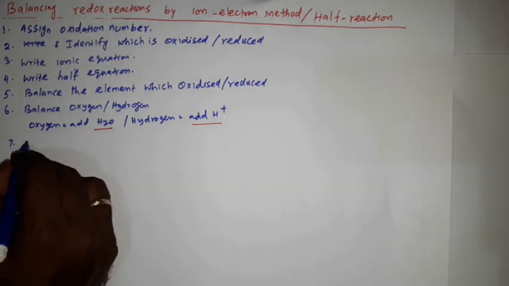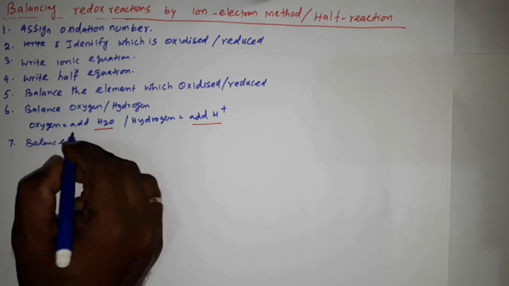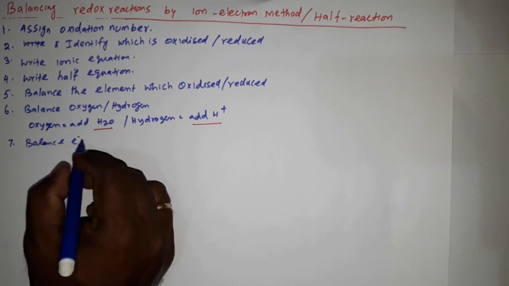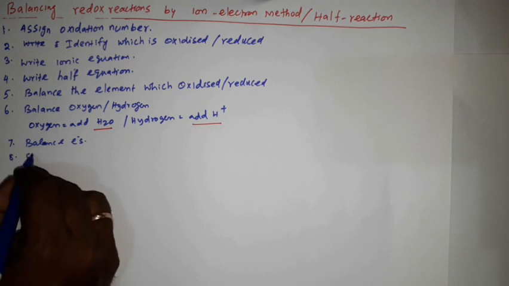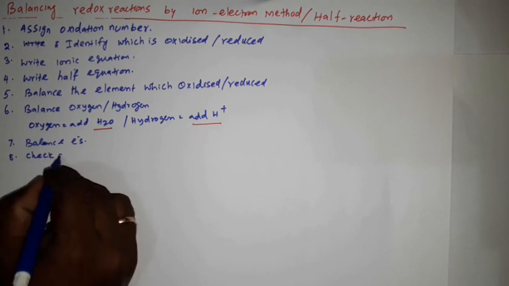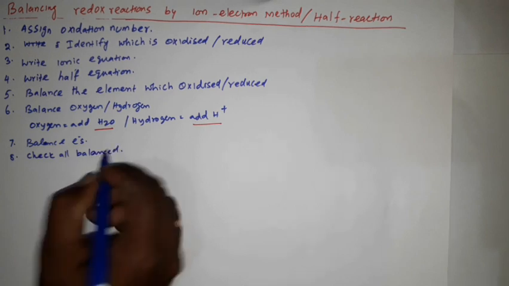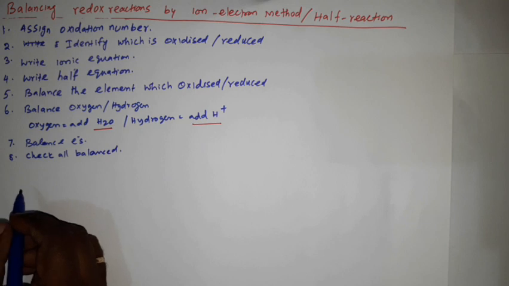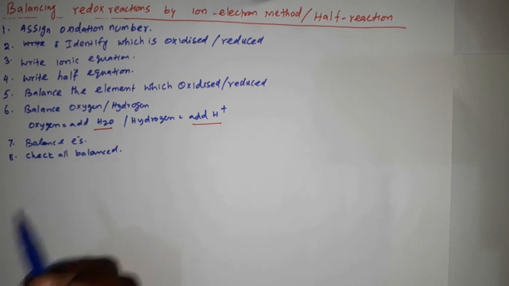Step number 7, balance electrons, the number of electrons. Then step 8, check all balanced. So that's all about the steps. Now we will see an example. I will show how to balance this redox reaction by using this ion electron method.